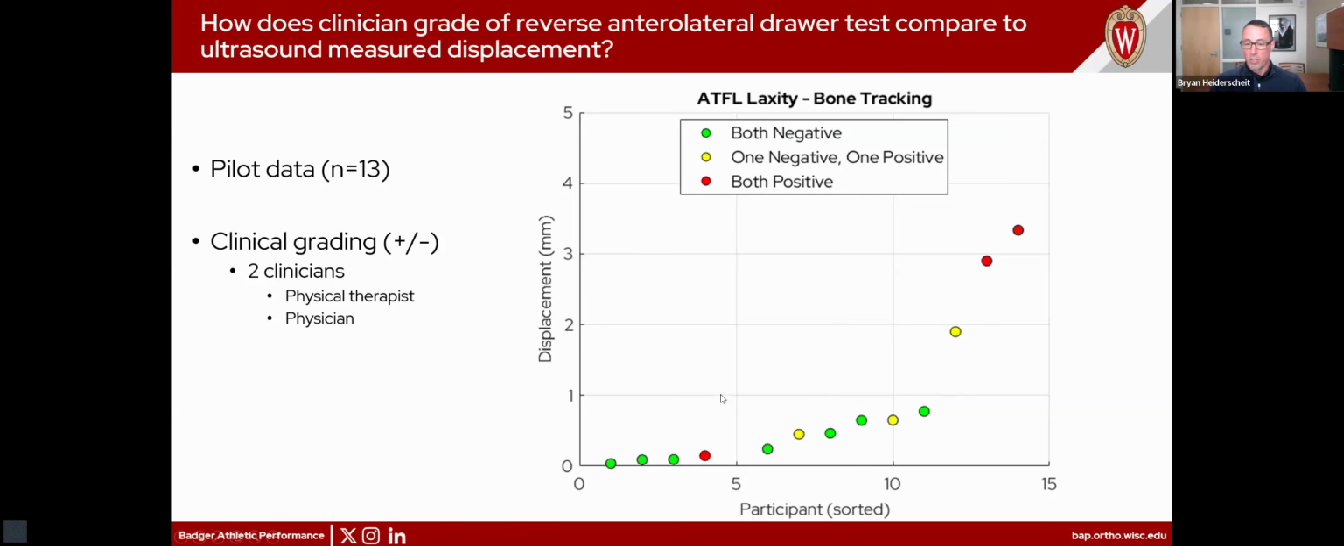So there's some interesting middle ground here, to be able to use this almost to train individuals a bit more as to what may be positive or negative, or also for us to better understand what other factors might be contributing to these assessments of how the clinician grades, relative to true displacement of the bone.